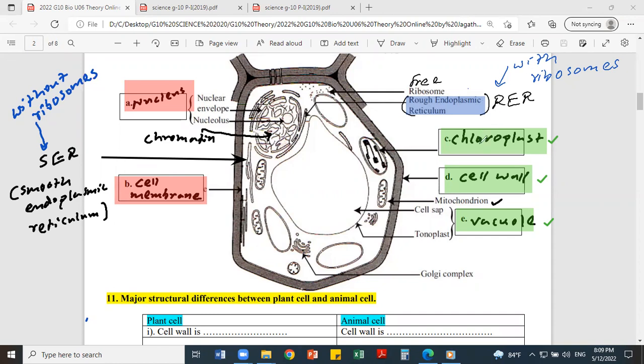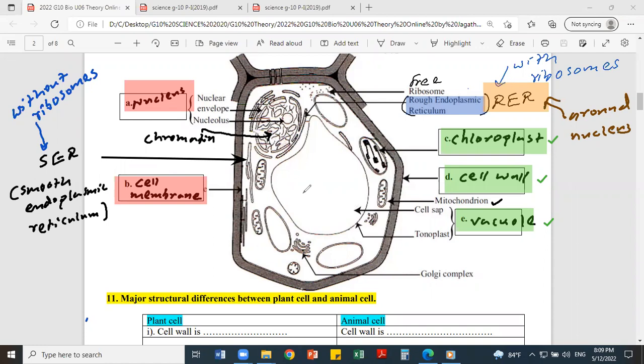What is the difference between SER and RER? Smooth endoplasmic reticulum is without ribosomes, and rough endoplasmic reticulum is with ribosomes. Also, for the location, you can see the RER, or rough endoplasmic reticulum, around the nucleus. You can put an arrow and write RER mostly around the nucleus. Around the nucleus you find it, the nucleus surrounded by this. But SER is away from the nucleus, towards the corner of the cell.